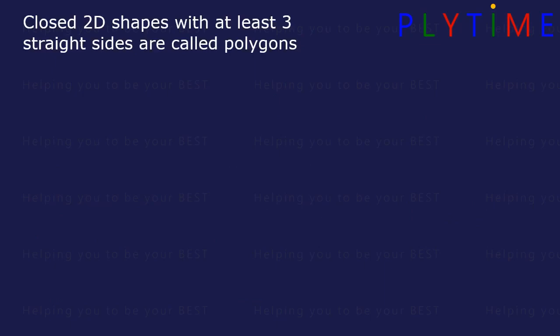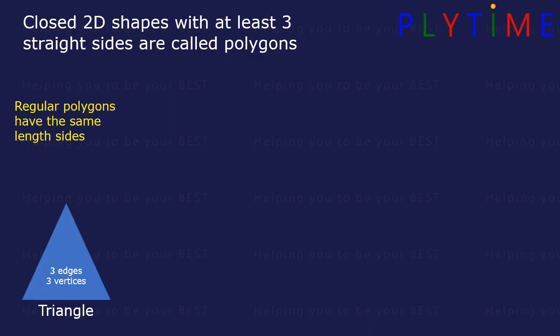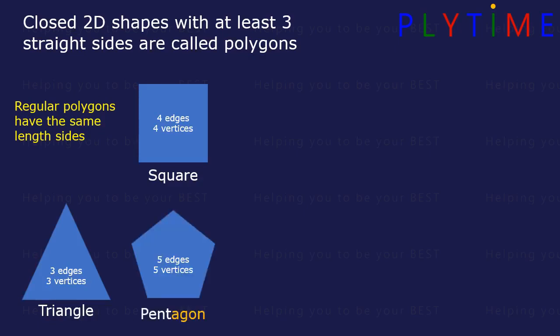Closed 2D shapes with at least 3 straight sides are called polygons. Regular polygons have the same length sides. An equilateral triangle with 3 edges and vertices. A square with 4 edges and vertices. A pentagon with 5 edges and vertices.